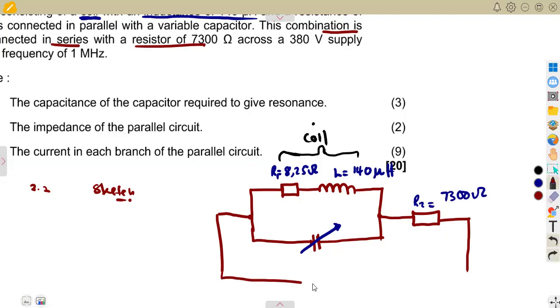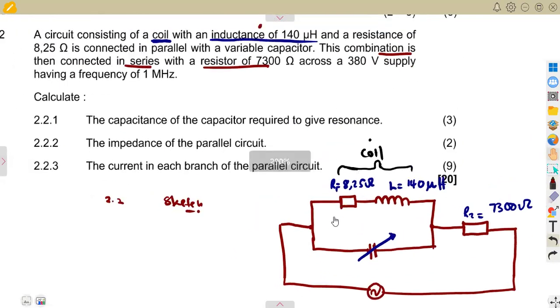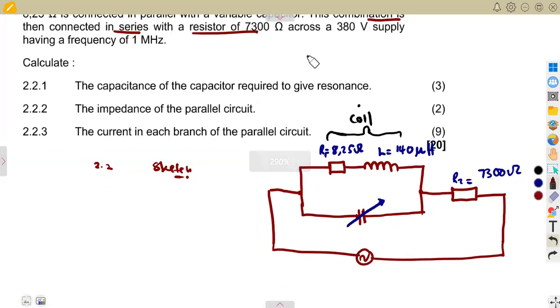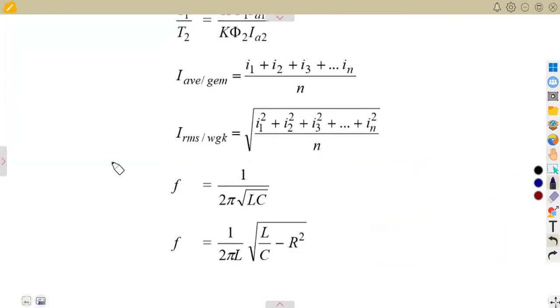All right, let us just consider, guys, this is just a sketch. You're supposed to draw neat diagrams. Here, I'm just showing you a sketch of what you're going to have. So it is connected across what? There's a voltage of 380 volts with a frequency of 1 megahertz. All right. Calculate 2.21, the capacitance of the capacitor required to give resonance.